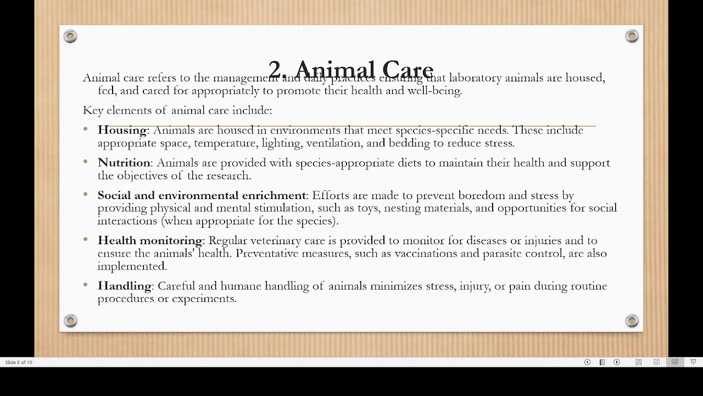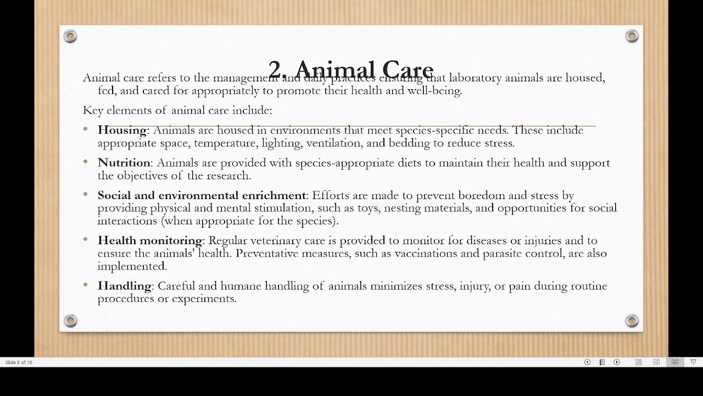The next aspect is animal care. Animal care refers to the management and daily practices ensuring that laboratory animals are housed, fed, and cared for appropriately to promote their health and well-being. When we are working on laboratory animals, they have to be kept in cages. These cages should be very clean and have sufficient air circulation. If it is too hot, we have to provide a fan or some kind of air conditioning system if that animal requires it. Then we should give them enough food. All these important things we have to ensure.